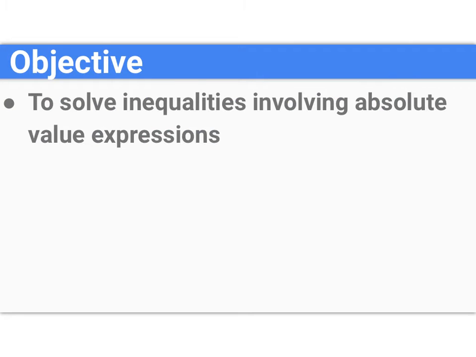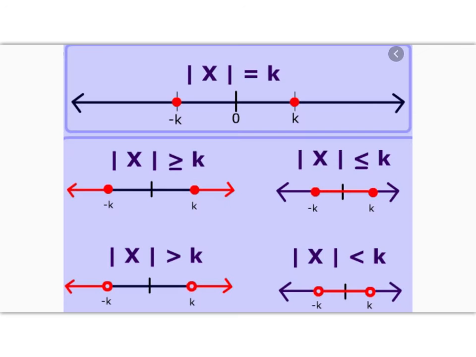So here's our objective, some rules and notes for you. What we have to look at is that absolute value, when in an equation, gives you two answers. It could be the positive of a number and the negative of a number, as illustrated by the first picture. So we're going to have to take these on a case-by-case basis.